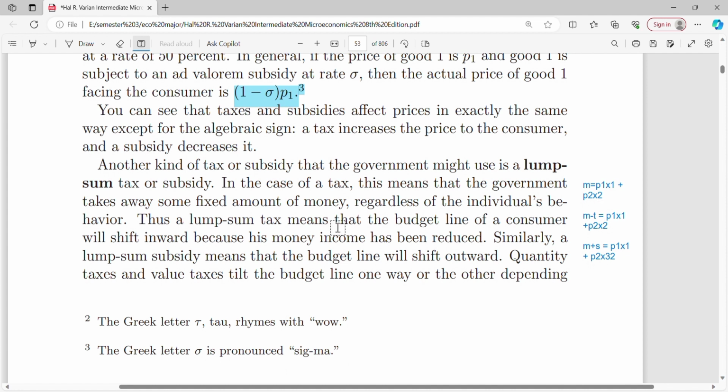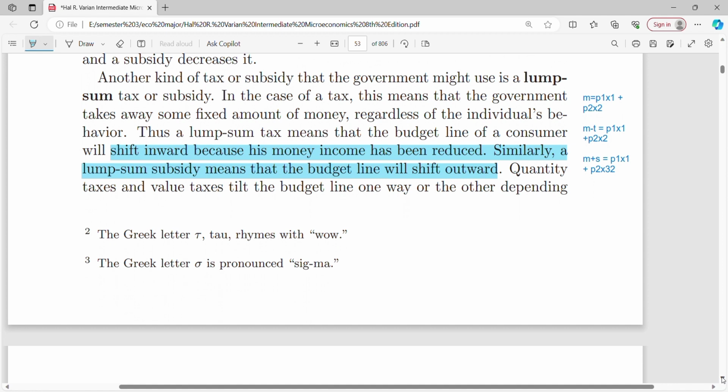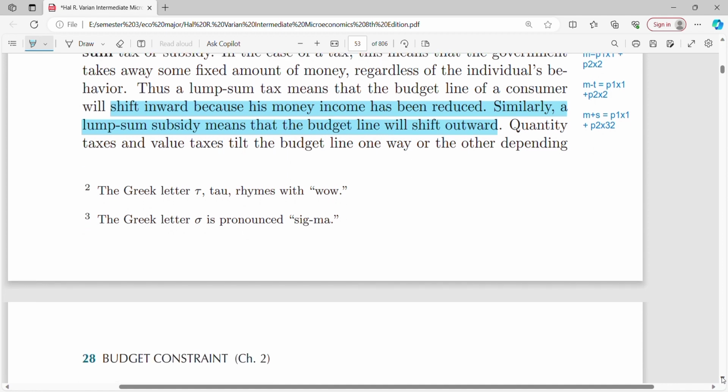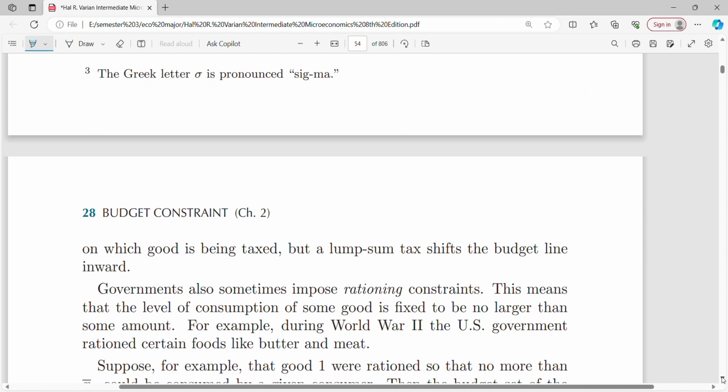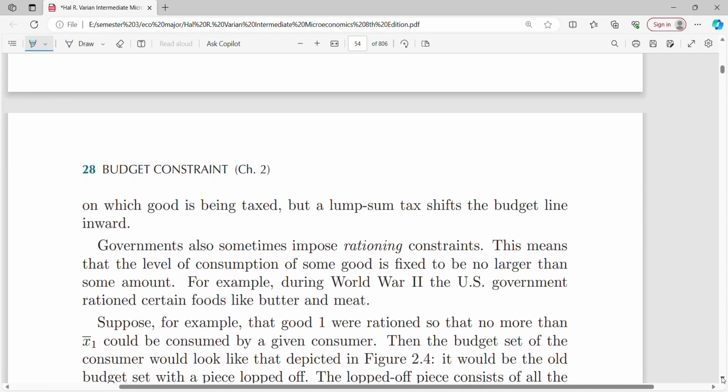In the lump sum tax, the budget line will shift inward because the income of the consumer is reduced, and in lump sum subsidy it will shift outward. And the difference between all this is that quantity tax and value tax tilt the budget line one way or the other depending on which good is being taxed, same case as change in the prices of good 1 or good 2. But lump sum tax brings the same impact that change in income brings in a budget line. It will shift the budget line.